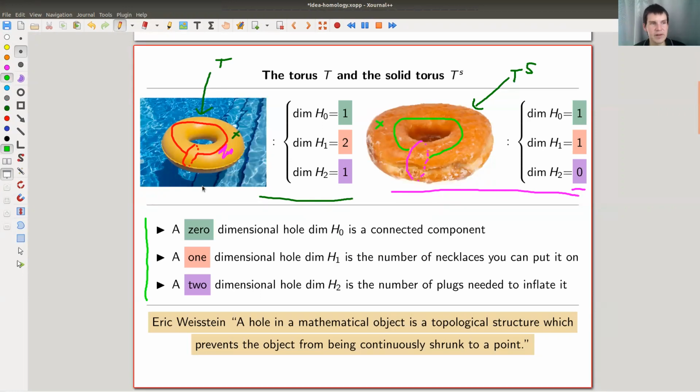So like in this picture, two necklaces, the red ones. And a good picture for the two-dimensional one is the number of plugs you need to inflate it. I don't need any plug to inflate my donut, because I don't know where you buy your donuts, but I hope it's filled. But I need one plug to inflate my swim ring. So in some sense, a mathematical object has a hole if you can prevent it from shrinking to a point, right?